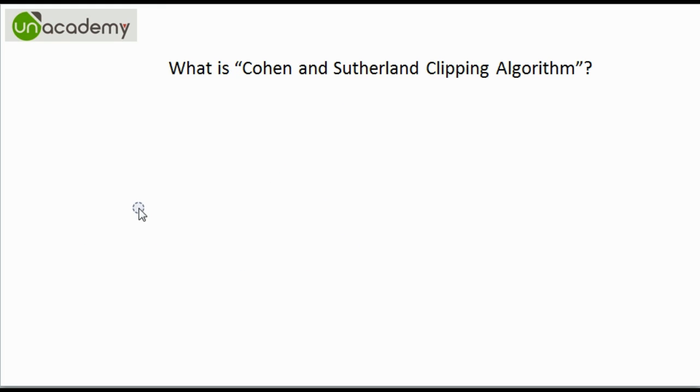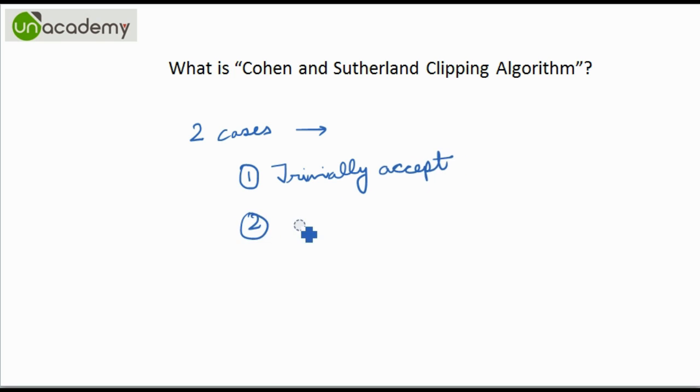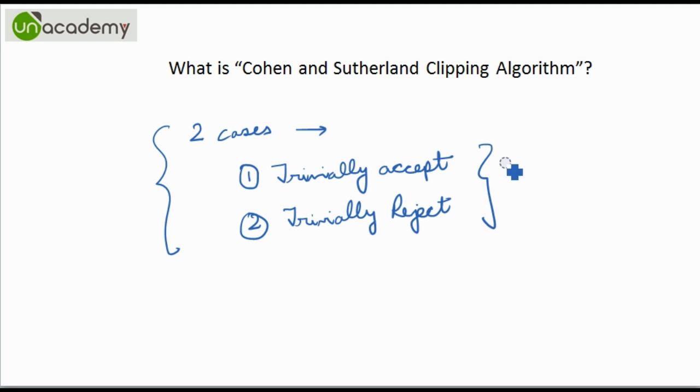So what is Cohen and Sutherland clipping algorithm? It divides the lines and edges into two cases. First is trivially accept. Second is trivially reject. These two are the cases that the Sutherland algorithm divides the lines and edges into, for each line or edge.